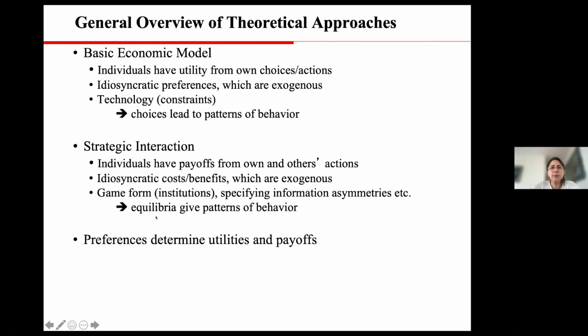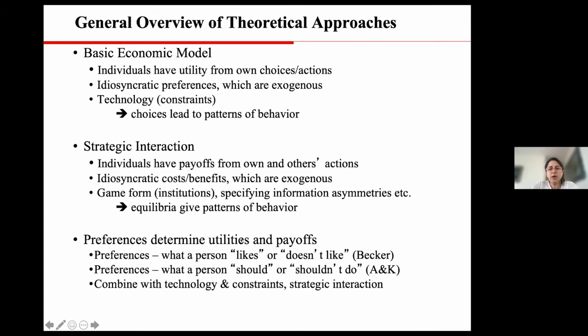In all of the above, however, you notice that preferences are really key, right? The preferences that go into the basic model and the costs and benefits that go into the strategic model, these preferences are determining the utilities and the payoffs. So what are these preferences? Well, preferences in very standard economics is what a person likes or doesn't like. So this might go back to Becker. You like apples and oranges, you like going to school or not.